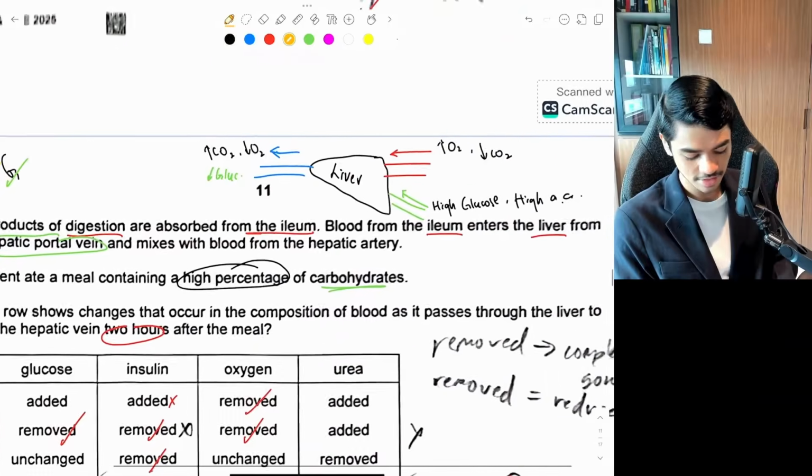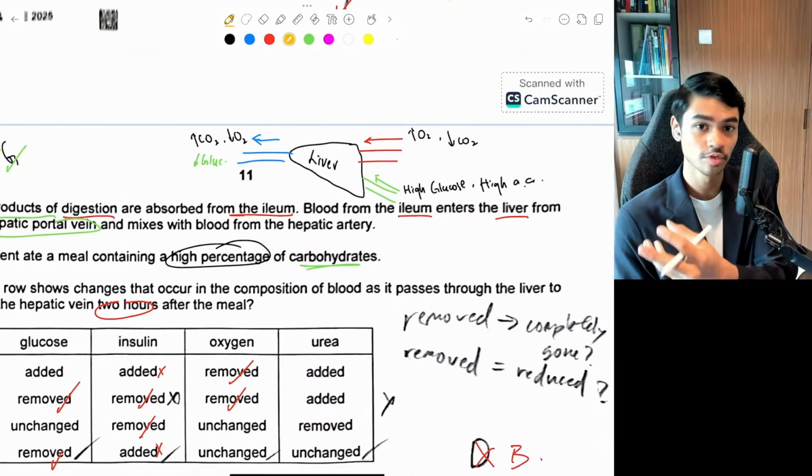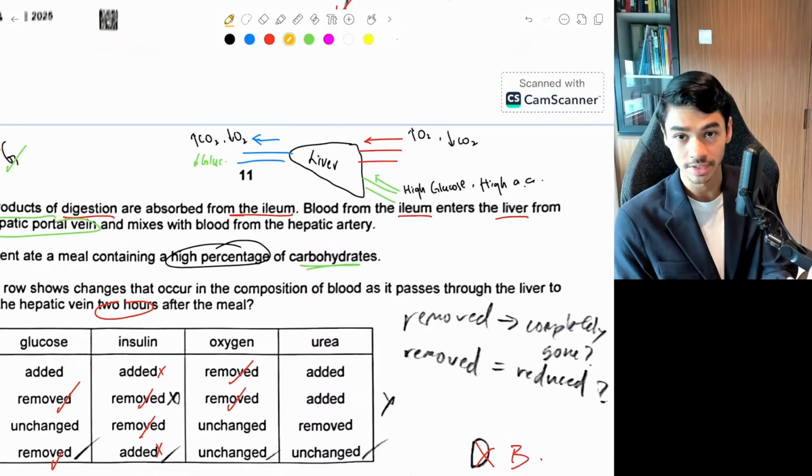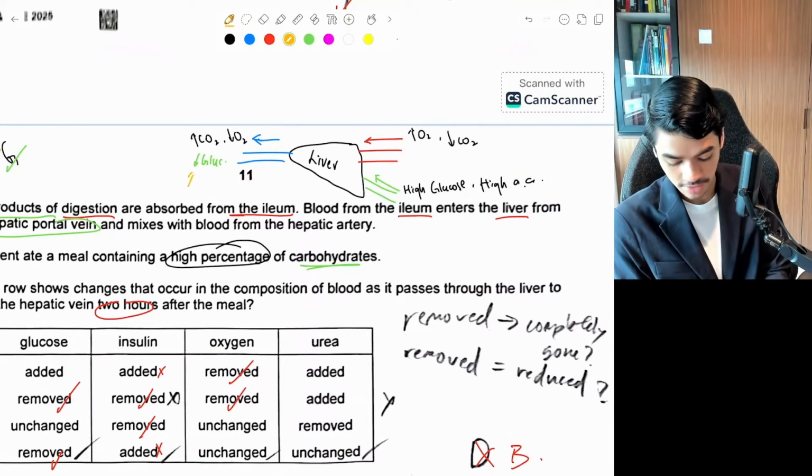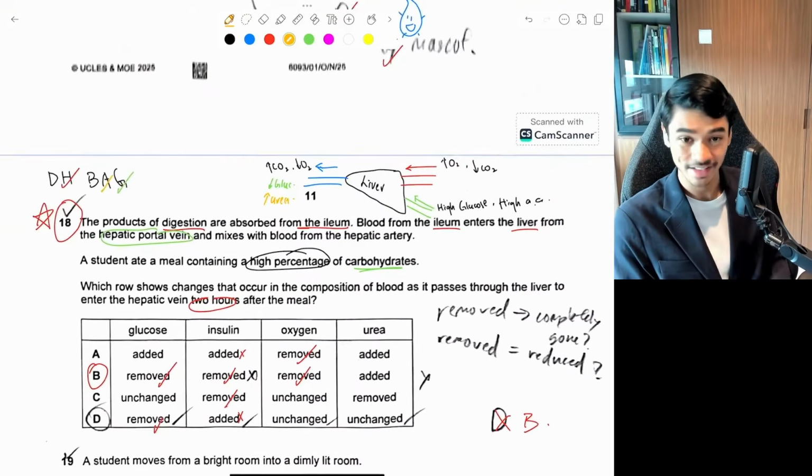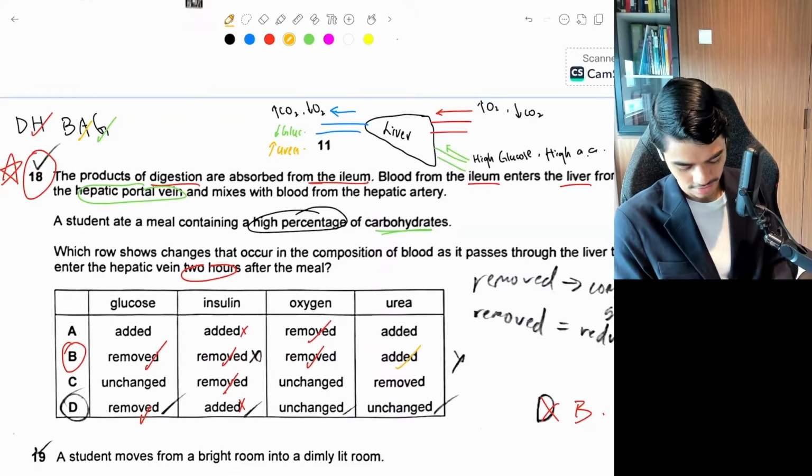When it does deamination, it's going to break down the excess amino acids, remove the amino groups and convert them into urea. Urea is now released in the hepatic vein, so you have higher urea here. So urea is added to the hepatic vein. Added. Yes, so the answer is B.